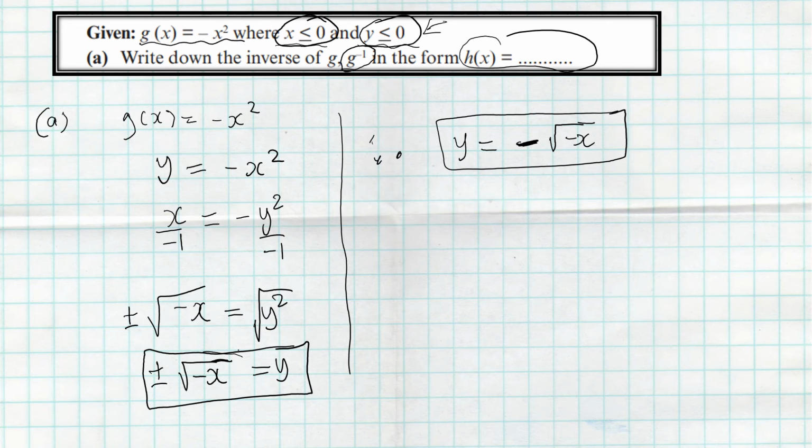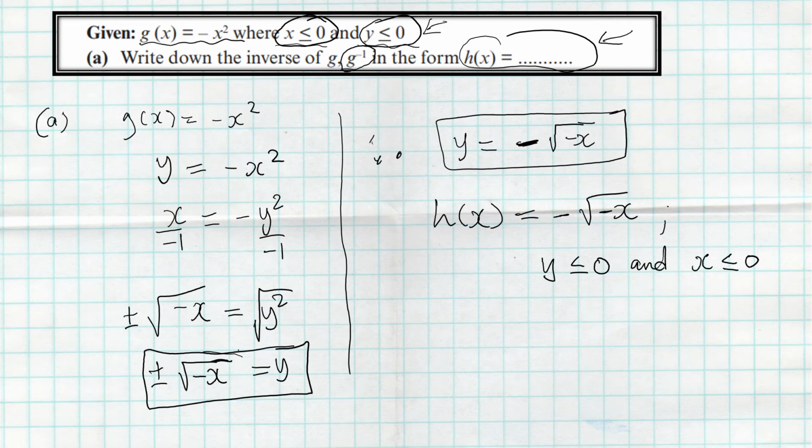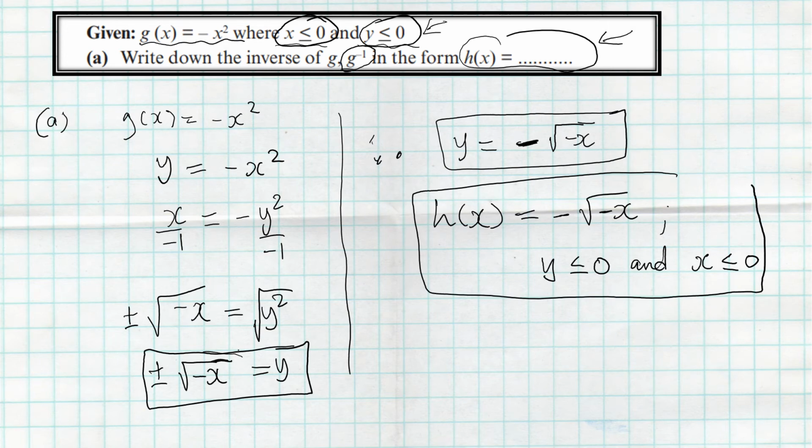We can also write, because they said they need it in this form, h of x equals something. Where there is y, I'm just going to replace it by h of x equals minus root of minus x, right? So that's the inverse. We can also write the restriction given there: where there is x, we can replace it by y less than 0, and where there is y, replace it by x less than or equal to 0. So this is our inverse with those given restrictions.